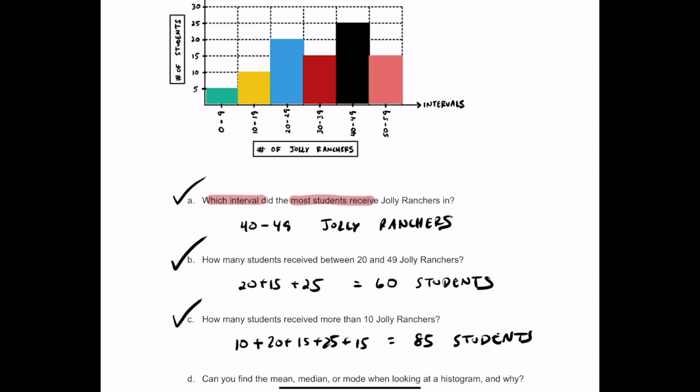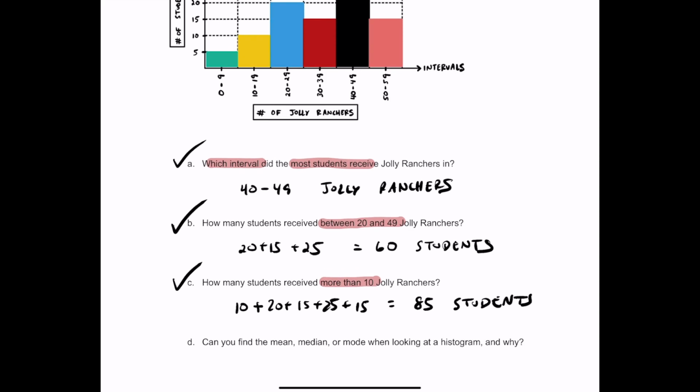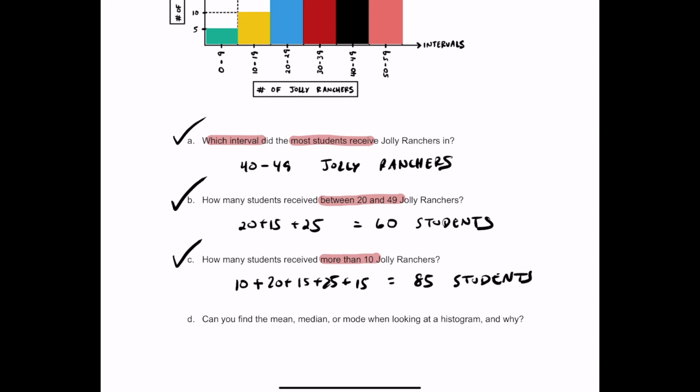So for part B, we said between 20 and 49, and this was just more than 10, right? Those are not too bad, just a little bit of adding, making sure you understand how to read the histogram. And can you find the mean, median, or mode when looking at a histogram, and why?